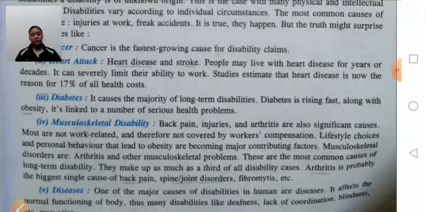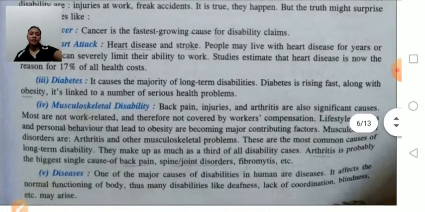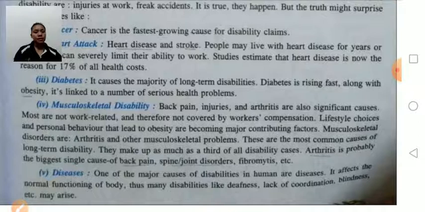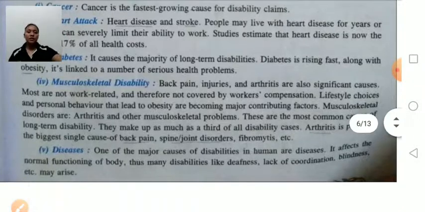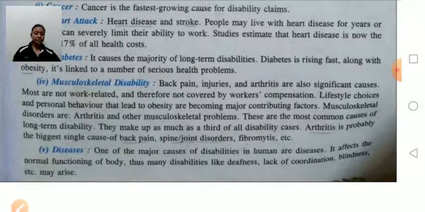Musculoskeletal means disability of the muscles and skeletal systems, like back pain, injury, arthritis. Arthritis is probably the biggest single cause of back pain, spinal problems and disease. Disease is one of the major causes of disability in humans. Disease affects the normal functioning of the body, causing disabilities like deafness, lack of coordination, blindness, etc. Next is malnutrition: not taking a proper balanced diet may lead to disability.